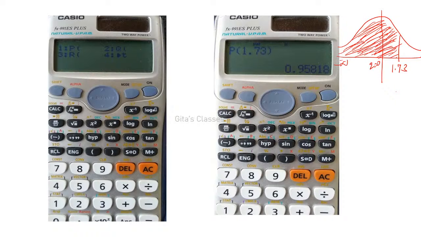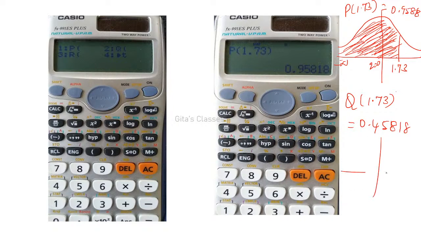Okay. So what is Q of 1.73? Tell me. Find out and tell me. This is P of 1.73, 0.95818. What is Q of 1.73? Yeah, very good, excellent. 0.45818. What is this Q of 1.73? This area, right? Understood? Can you find out R of 1.73? R of 1.73?